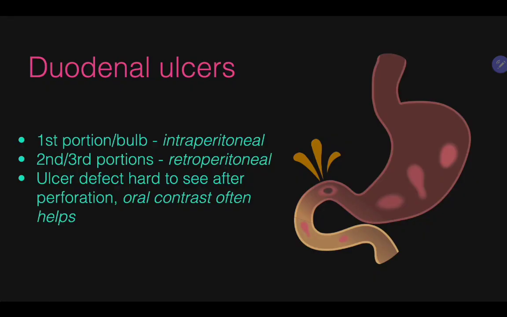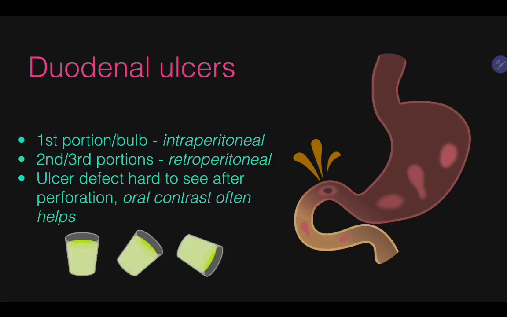Remember that if the first portion perforates, which is the most common, you will have free intraperitoneal air. But if the second or third portions perforate, you will often have retroperitoneal air, though sometimes air and fluid can dissect through multiple planes. The ulcer craters or defects can be hard to see after perforation due to edema in that area, but oral contrast can often help to localize them.